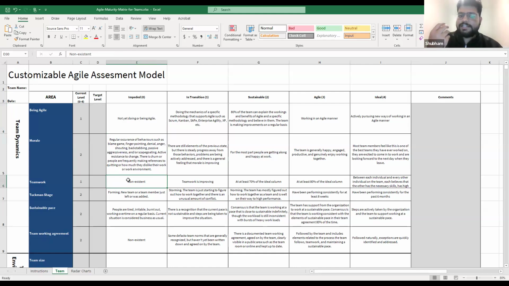If you're at least 70% of the ideal situation, you can say that you're sustainable. If you're at 80%, you can say that your team is in sync, then you can say you are agile. And then if, between each individual and every other individual on the team, each believes that the other has the necessary skill and has high integrity and wants to help them succeed and is dependable, you can say that you're at an ideal stage of agile.